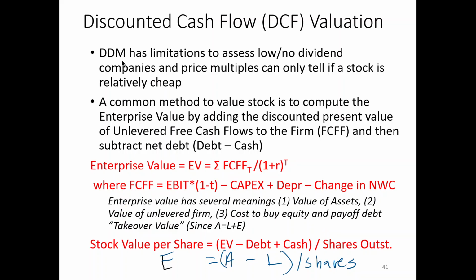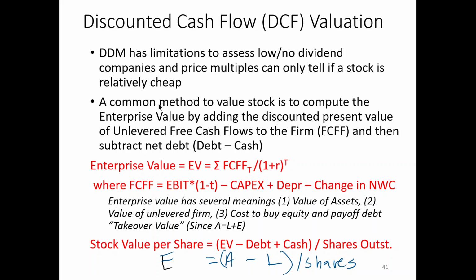In the last section, we talked about using a dividend discount model to value stocks, which says that the present value of all dividends is the value of the stock. That's dividends per share. However, there are limitations to that model for stocks that don't pay dividends or have a very low dividend payout ratio. Also, relative value analysis, or using price multiples, can only tell you if a stock is cheaper than another stock. It doesn't tell you if it's actually a good investment.